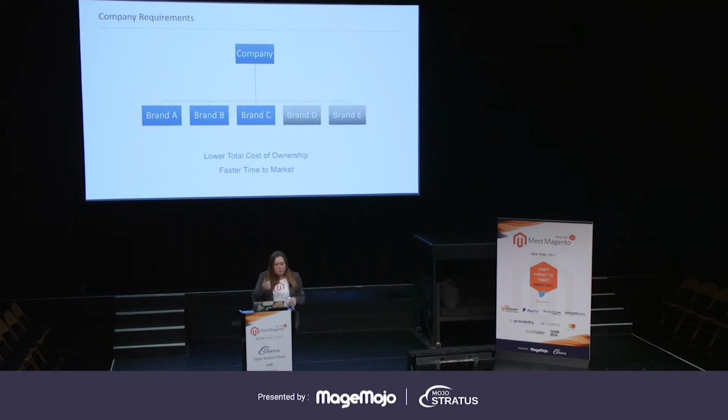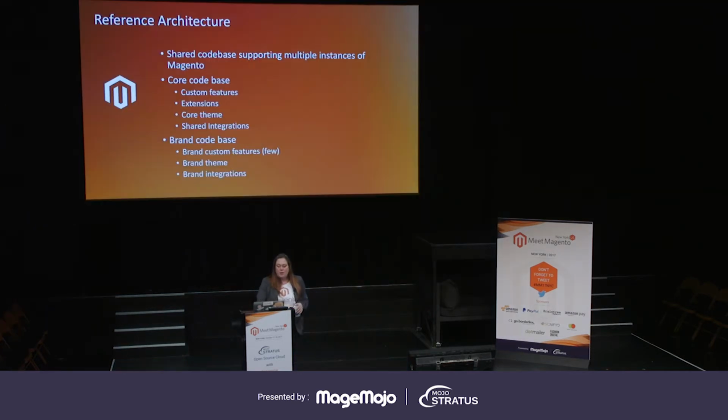And what are the company requirements? Well, the company really just wants a lower total cost of ownership, right? So they want all their brands on the same platform. And then they want to be able to add more brands and add them quickly. They want a faster time to market. So that's where a reference architecture can come into play.